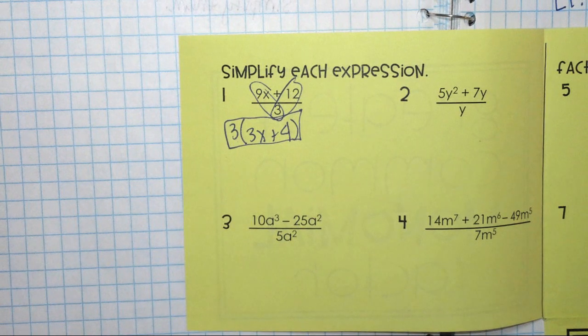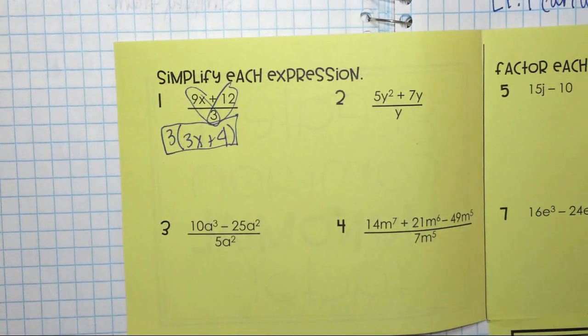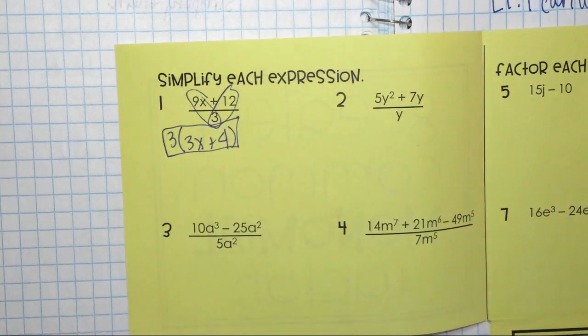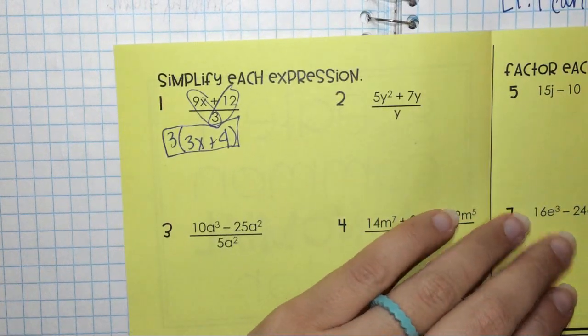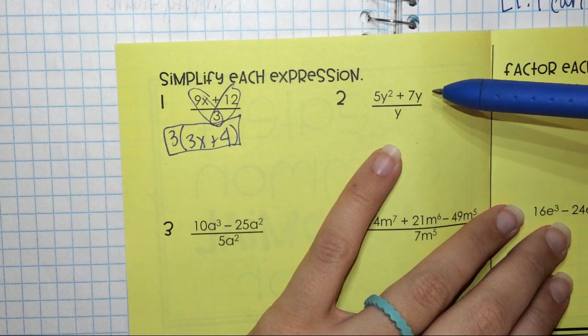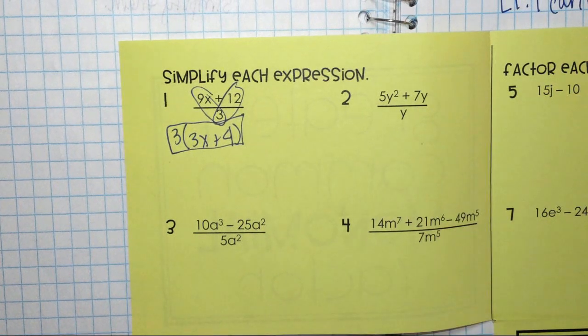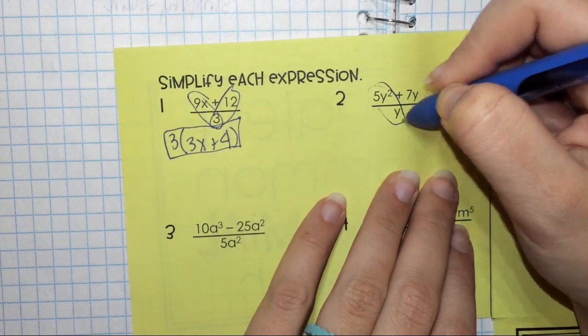All right, on number 2, why do you think we divided by 3 here? Because it's a common factor, and it goes into both 9 and 12. Now, why do we not have a number on number 2, but we just have a letter? They don't have a number in common, right? Good, take another point. And why do you think we divided by y and not y squared?